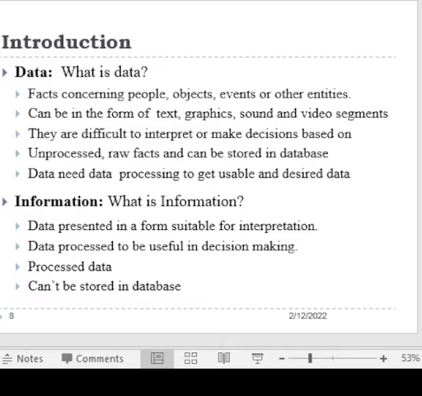We can classify this data into three parts. The first one is structured data, the second one is semi-structured data, and the third one is unstructured data. When we say data is structured, the data is put in the form of a table or tabular format. That means whenever the data fits some predefined model, we can say that the data is structured data.